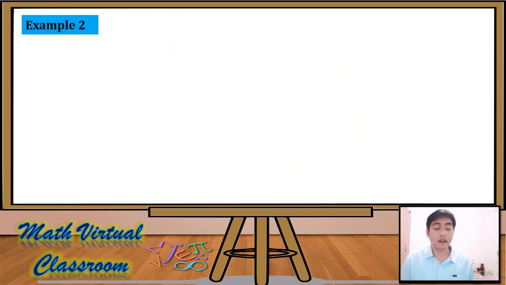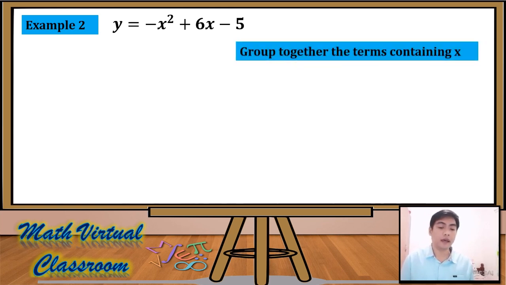Let us have another example. y is equal to negative x squared plus 6x minus 5. So again, we group together the terms containing x, and that is negative x squared plus 6x. Let us enclose that in a parenthesis. So the function will become y equals quantity negative x squared plus 6x, minus 5.